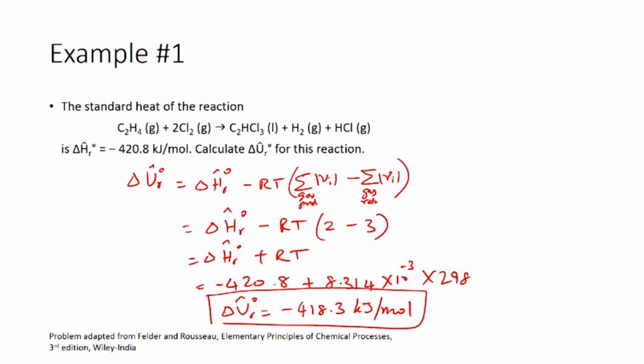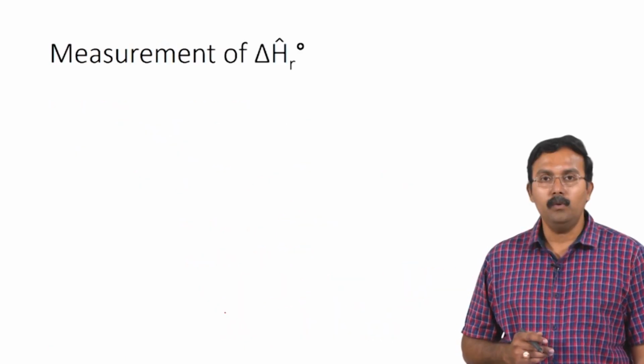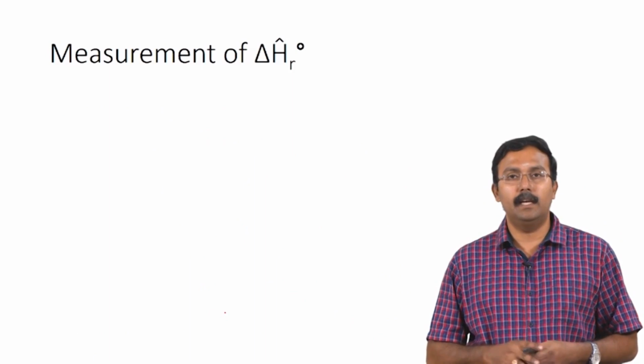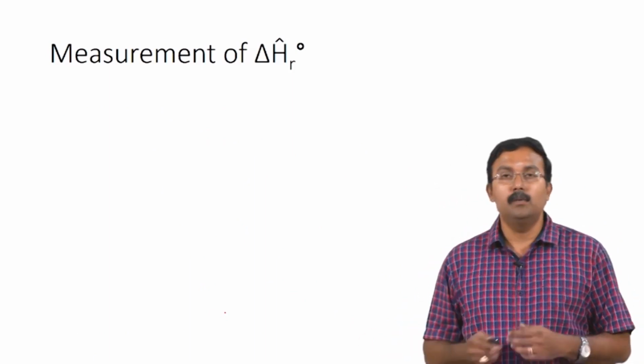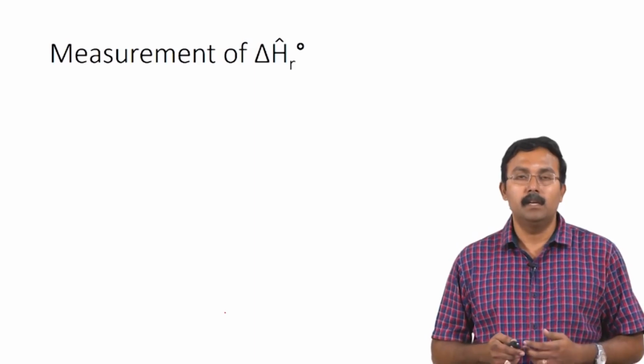So, this is how you would calculate the change in internal energy for a reaction, and this value delta Ur cap would have to be used for reactive processes happening in closed systems at constant volume. So, moving on to the next concept, how do we actually measure this Hr cap? We have been using the specific enthalpy value which is available from the tables, but how is this usually measured?